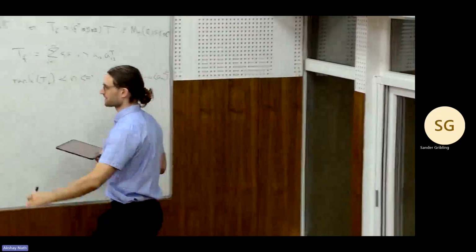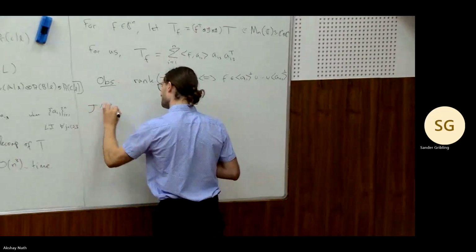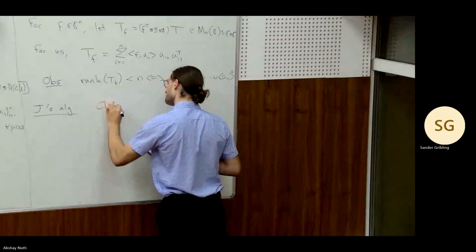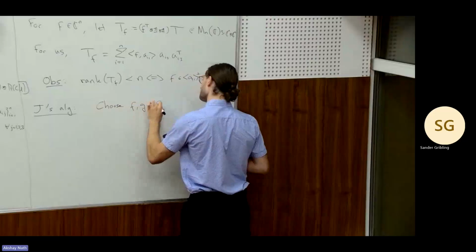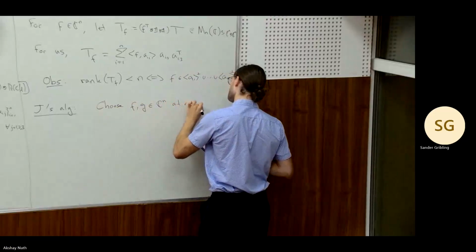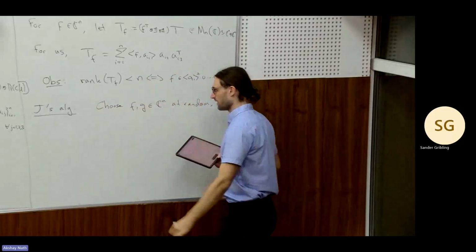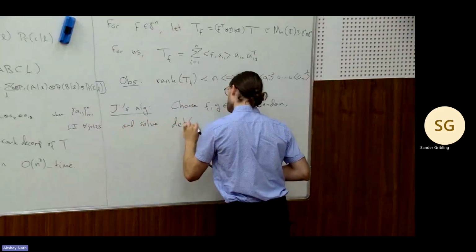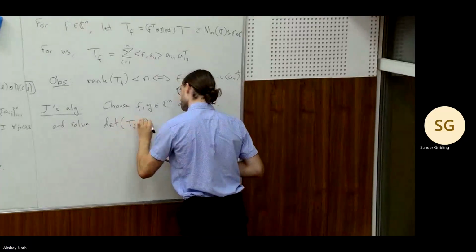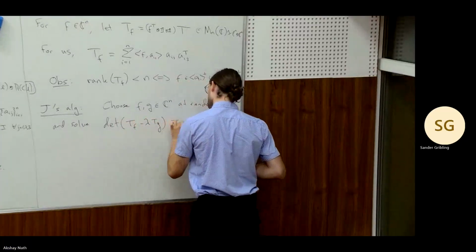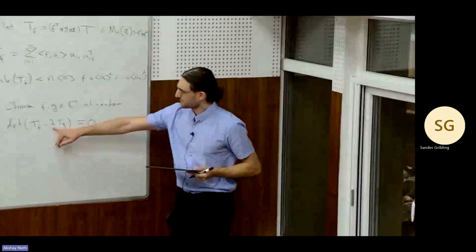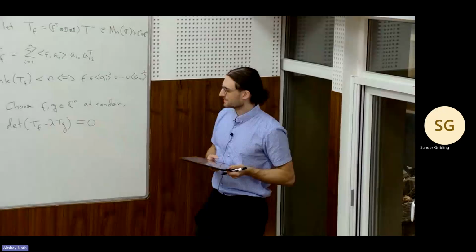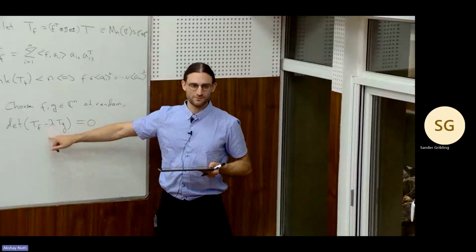All right, so here's Jennrich's algorithm. I'm going to choose two vectors in C^n at random and solve this matrix pencil equation. I'm going to solve for lambda for which this determinant is 0. So this is a univariate polynomial in lambda, so this can be done efficiently.